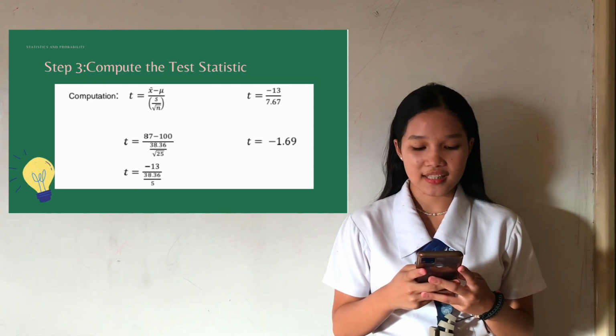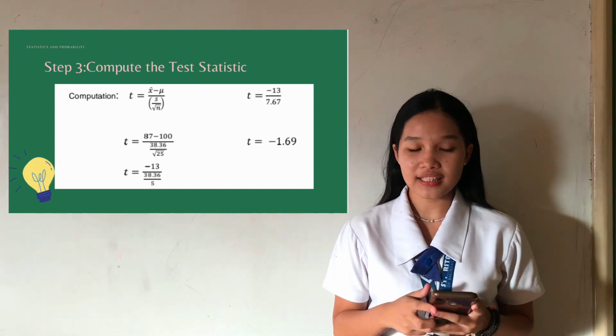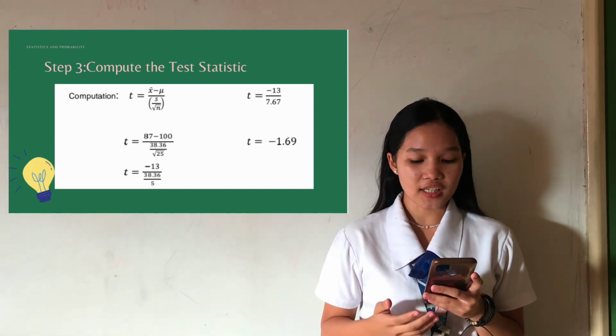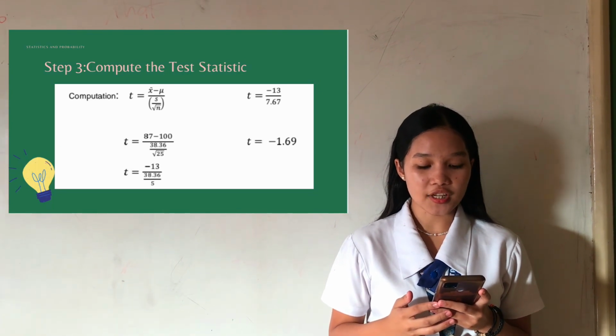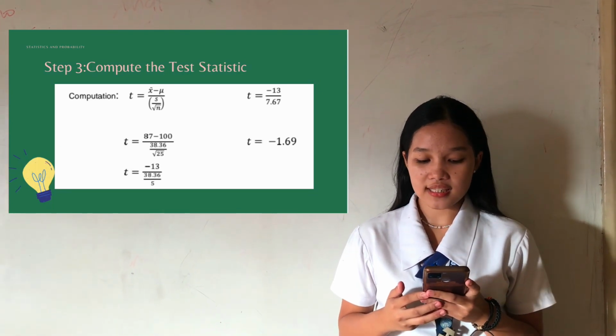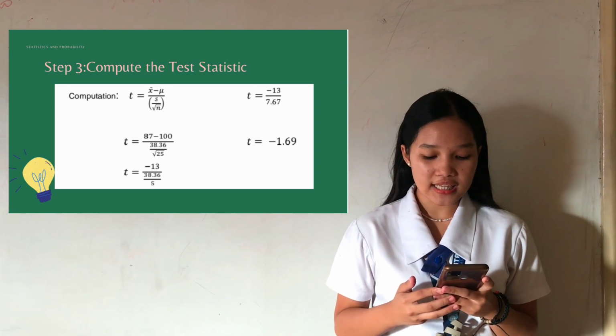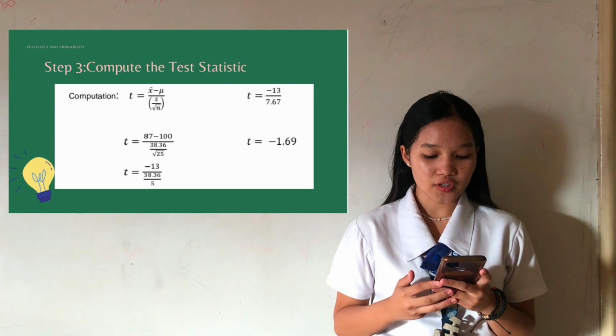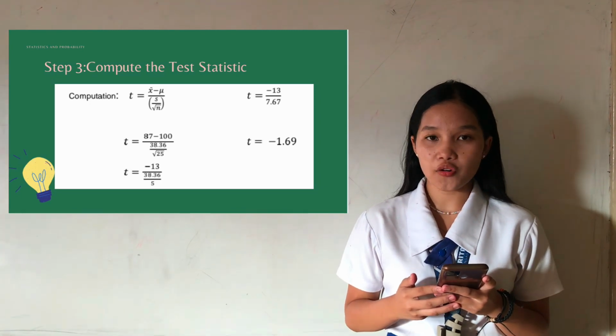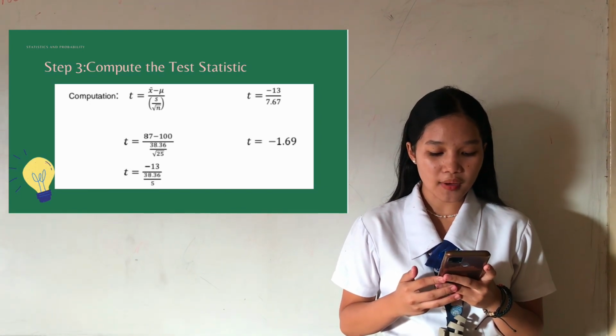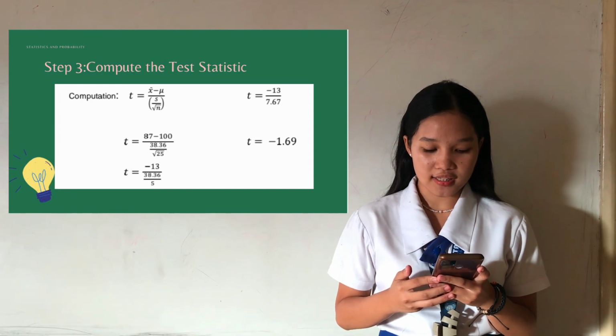Compute the statistic. Since it is the population mean that is being tested and the variance is unknown and n is less than 30, the appropriate test statistic is the t-test or t-table. Our formula is t equals the sample mean minus the population mean over the standard deviation divided by the square root of the sample size.